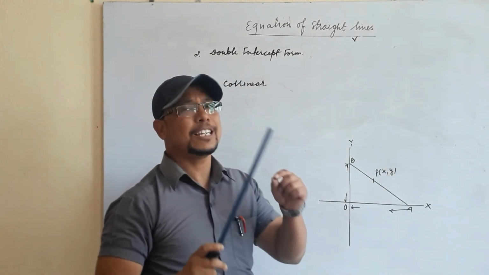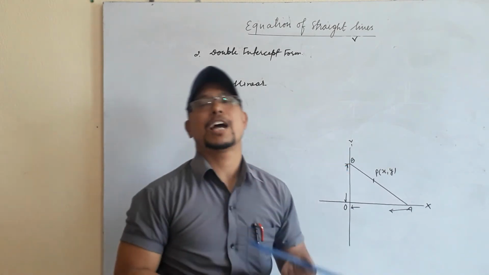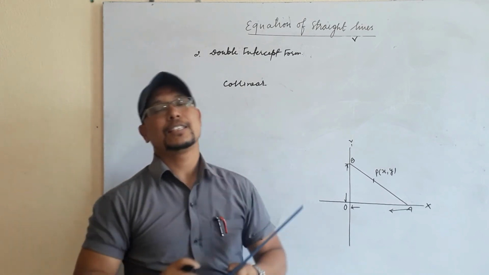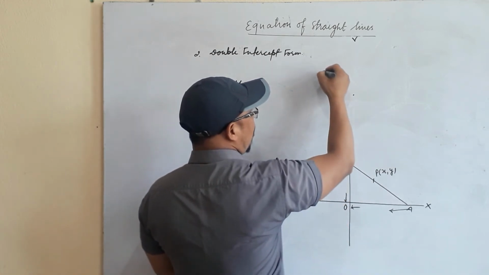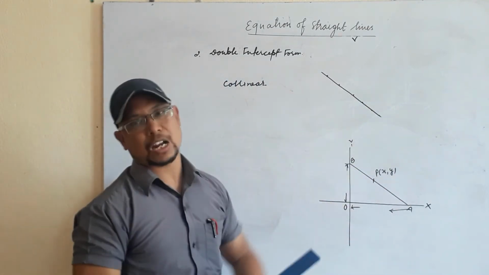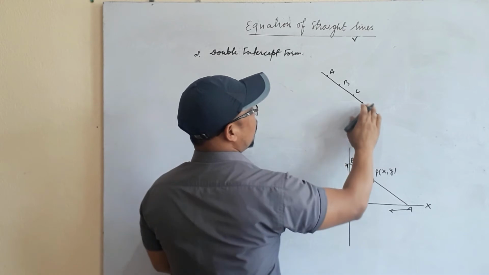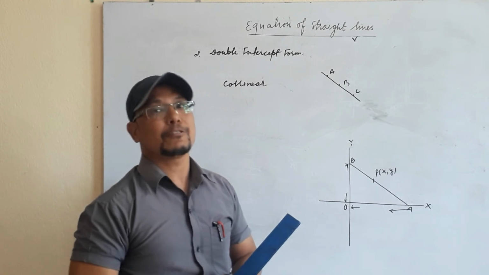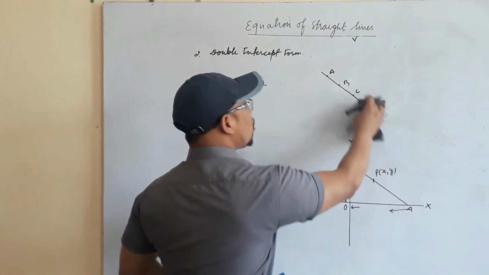Collinear means if there are lots of points which lie on the same line, they are called collinear points. Let's suppose there are lots of points that lie on the same straight line. These points are called collinear points. Let us take only 3 points, A, B, C. If they are collinear, their slopes are always equal.